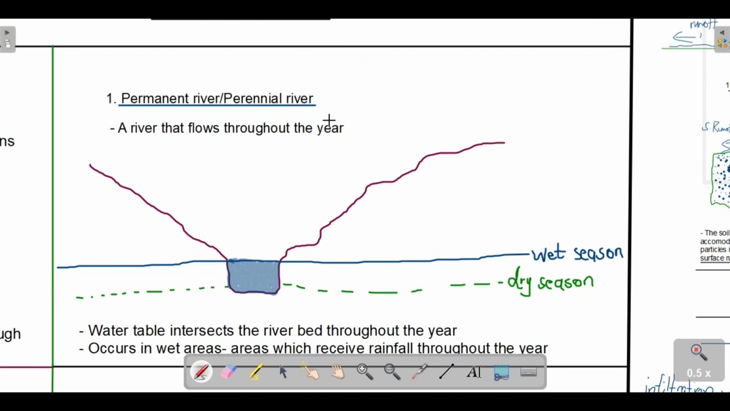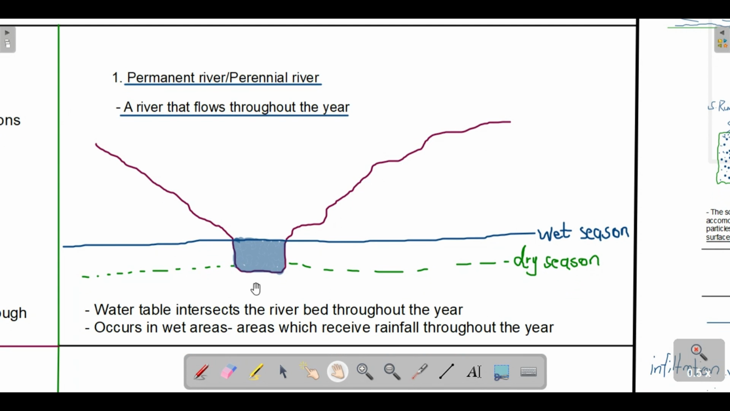You can identify a perennial river in a topographical map with that blue solid line, right? A permanent river is simply a river that flows throughout the year. So throughout the year, the riverbed is going to be filled with water. The channel of the river will always have water, whether it's the dry season or the wet season, but throughout the year, there's going to be water running in the channel, right? So that's what we mean, guys.